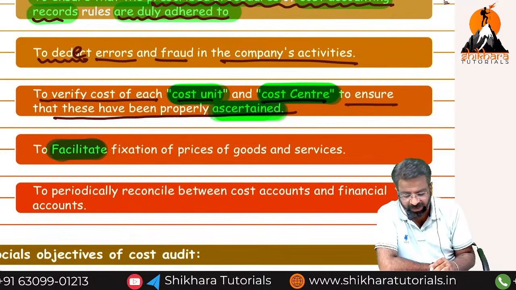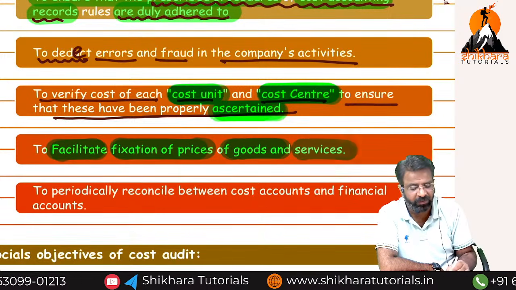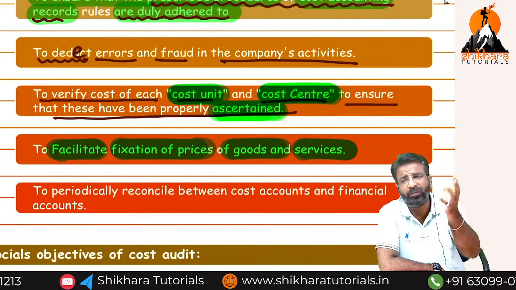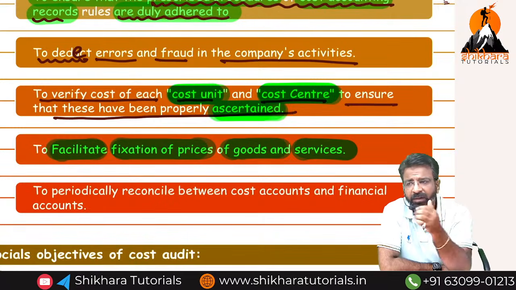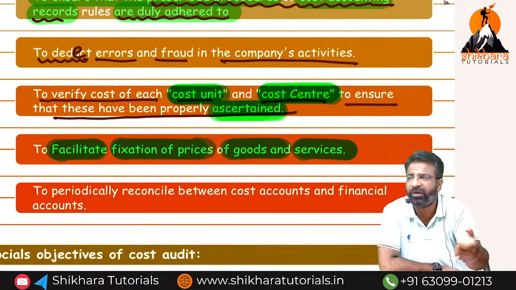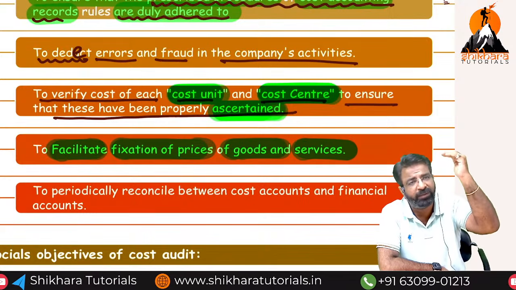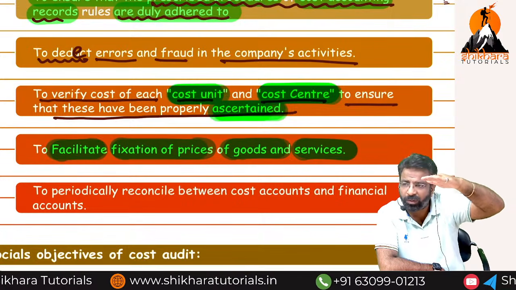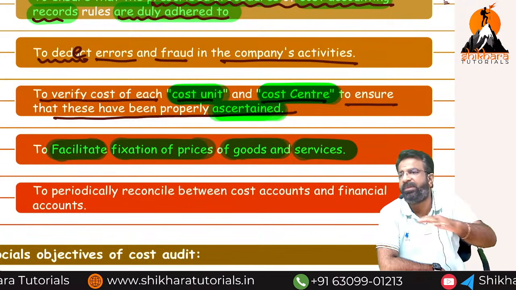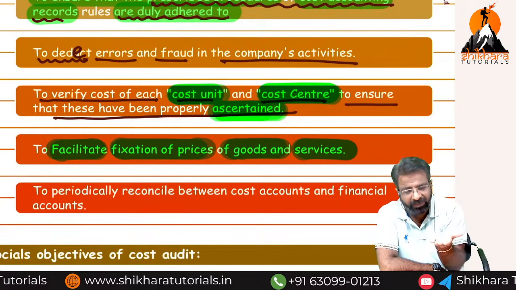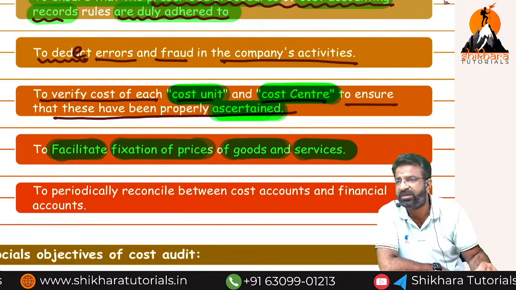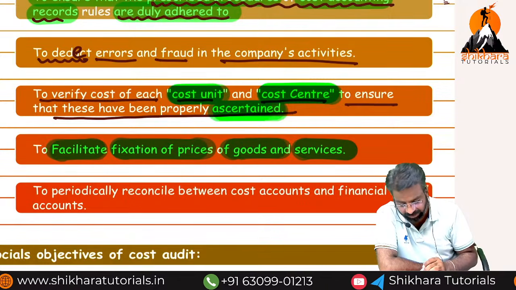What is the next one? To facilitate fixing of pricing. So ultimately, how does the selling price get determined, tell me? Cost plus profit margin. Higher the cost will be, right or not, higher the selling price will go. So that's why we wanted to bring the cost of production to the optimum level, so that even if we are adding margin, it should not be an excessive selling price.